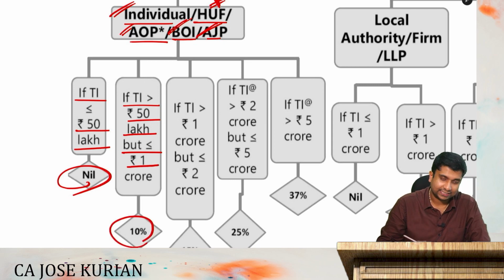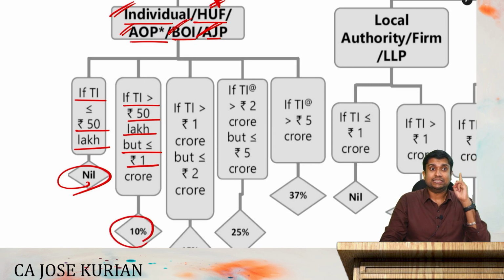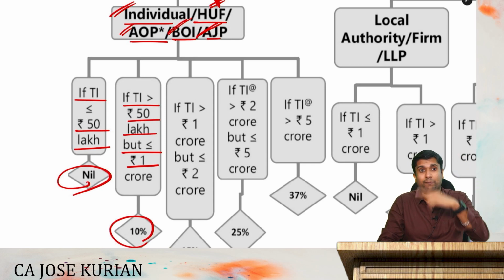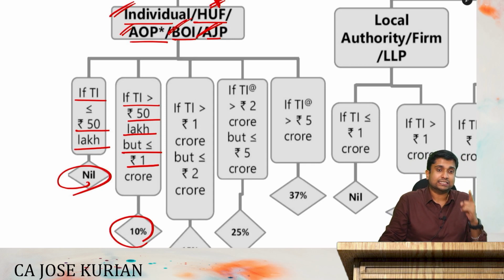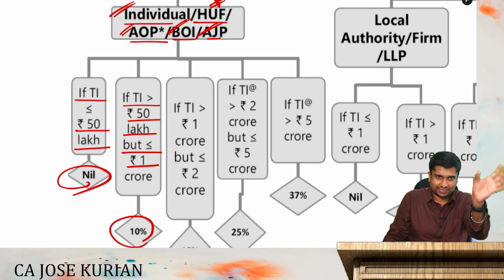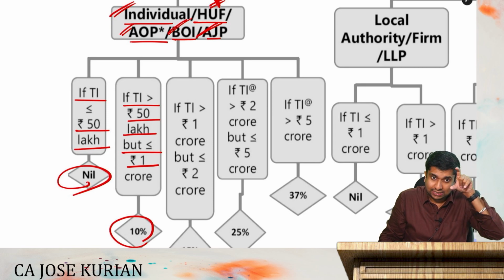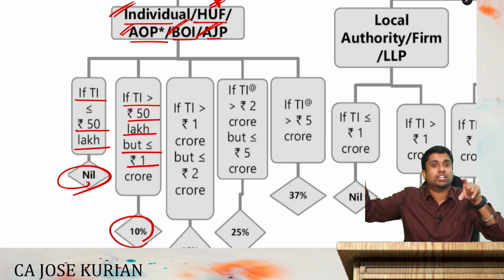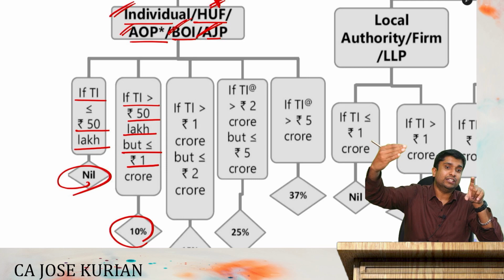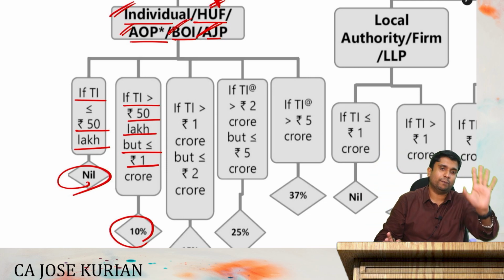Number two, if your total income is more than 50 lakhs but does not exceed 1 crore, surcharge is 10%. Friends, surcharge is always computed on the basic tax liability. So you take your basic tax, apply 10%, done. This 10% is determined on your total income. If total income is more than 50 lakhs, 10% surcharge on basic tax.